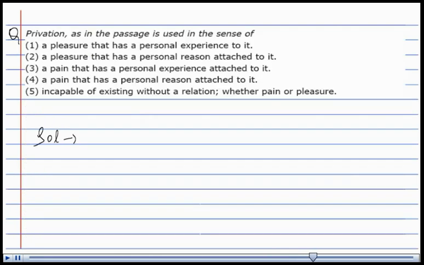Now, when they say manner of affecting and mind of him who feels, it seems they are talking about some personal experience. Now, in the context of the passage, only option first suits our requirements. Hence, our answer is option number first.